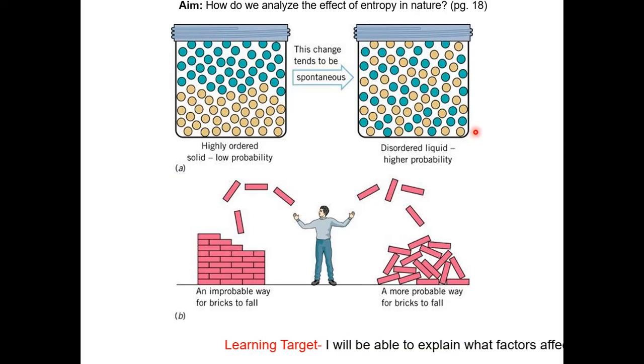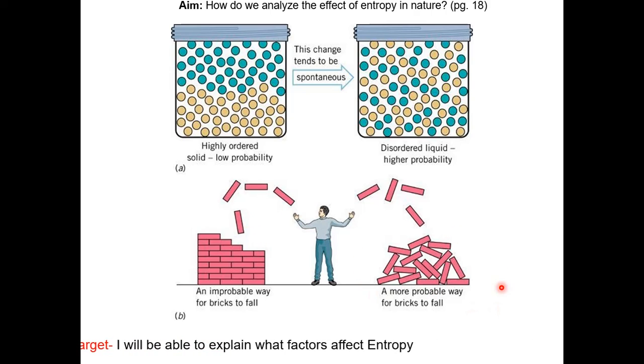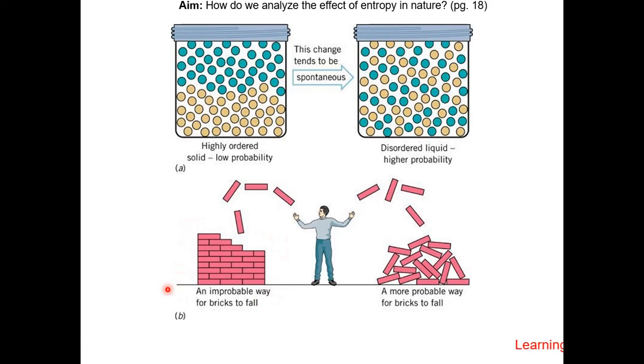Here's another example in your packet. Imagine you're throwing bricks into the air. Which is more likely to happen? The scenario on the right is more likely to happen because a pile of bricks has more possible arrangements than a wall of bricks. The wall of bricks only has maybe 1 or 2 possible arrangements, but this pile of bricks has many. Therefore, this pile of bricks is more likely to happen.